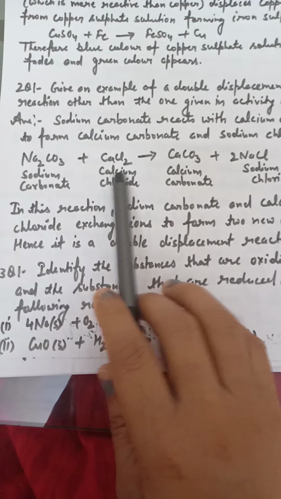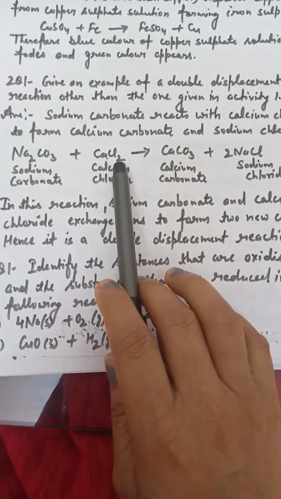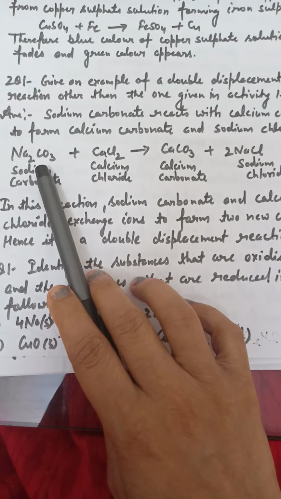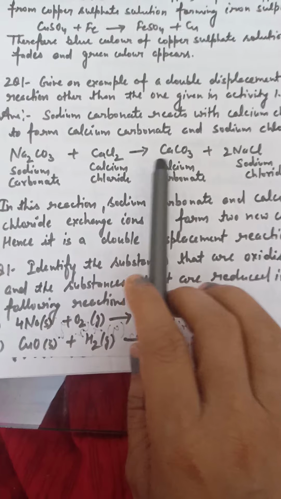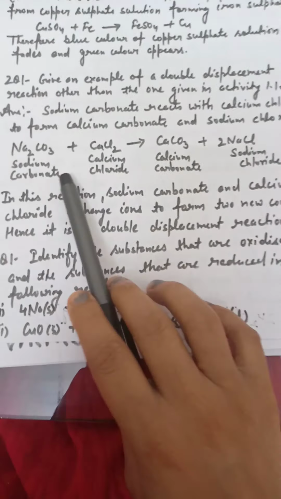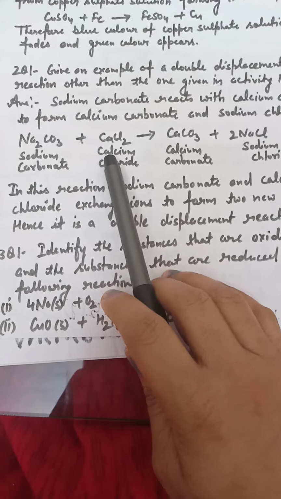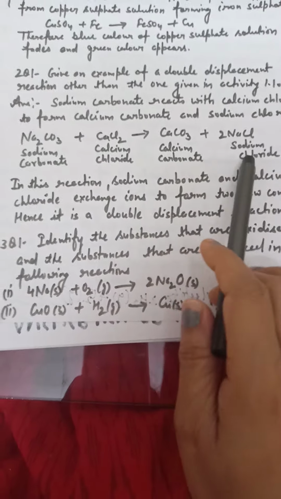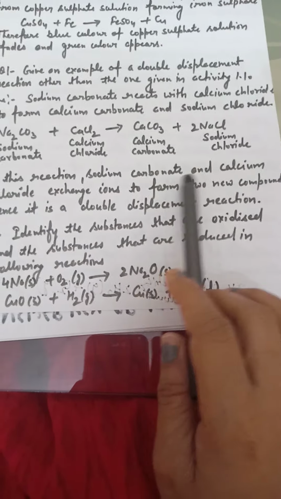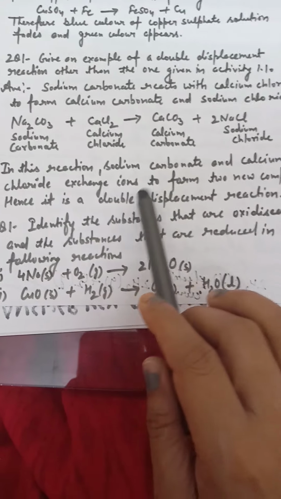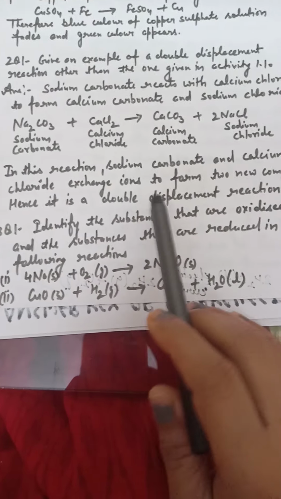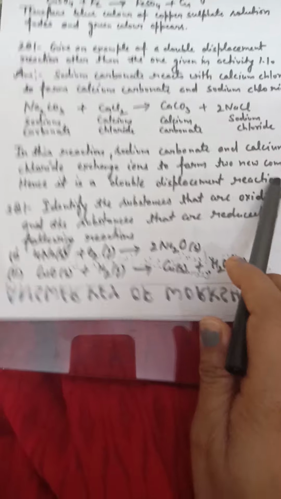Now in this reaction, these two are the reactants. In these two reactants there is a mutual exchange of ions, because calcium combines with the CO3 and forms CaCO3, and Na and Cl combine to form NaCl. So here the mutual exchange of ions takes place, so it is a double displacement reaction. Sodium carbonate and calcium chloride exchange ions to form new compounds. Hence, it is a double displacement reaction.